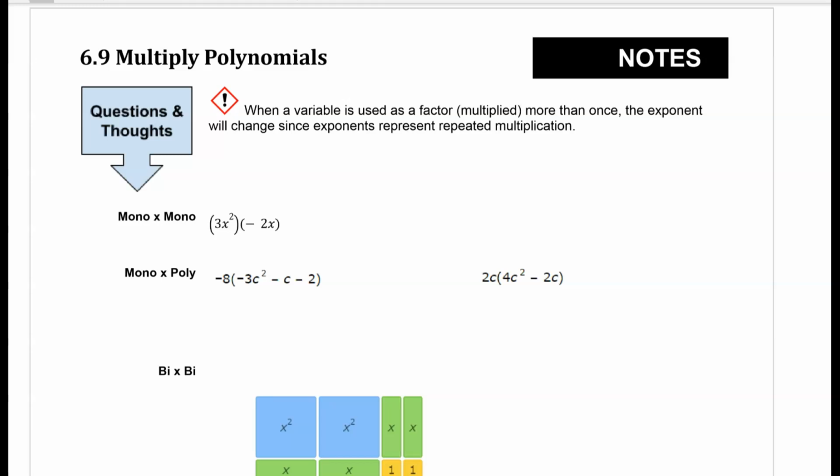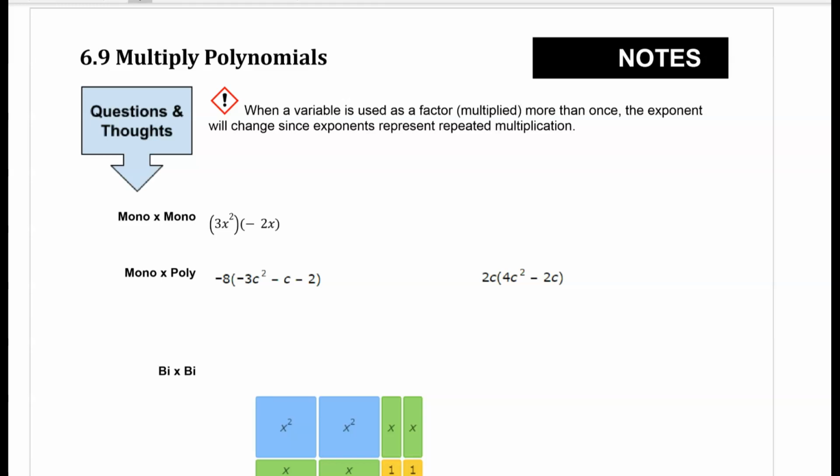So a key thing to remember when you're multiplying is that if you use a variable more than once as a factor, then the exponents will change. When we were adding and subtracting, exponents didn't change because exponents indicate repeated multiplication. So when we are multiplying repeatedly, you will see those exponents change.